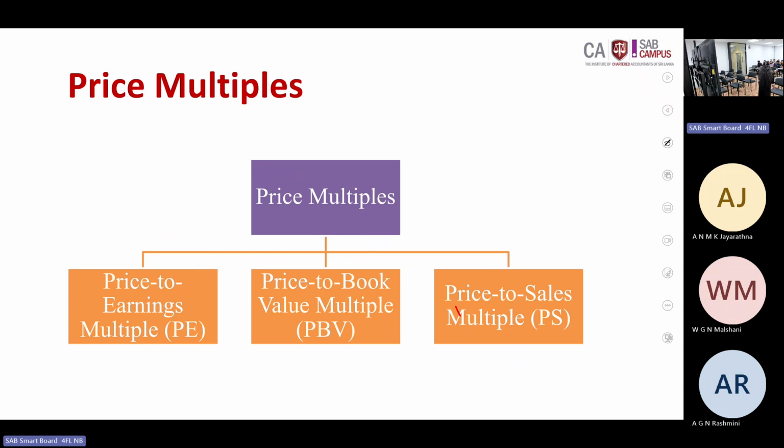If you go to the annual reports, within the first 10-20 pages you can identify the financial highlights. In the financial highlights, there are some ratios. In those ratios, you can definitely identify price to earnings as well as price to book value and price to sales ratio mentioned.